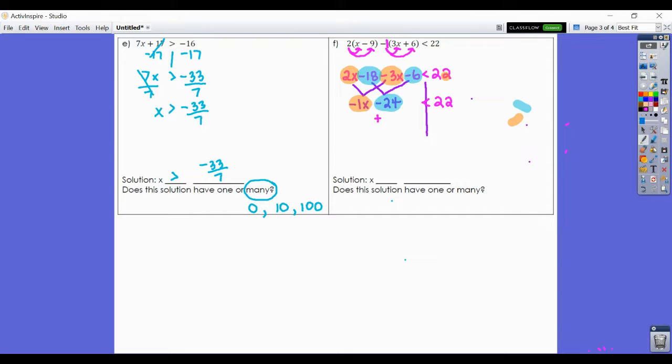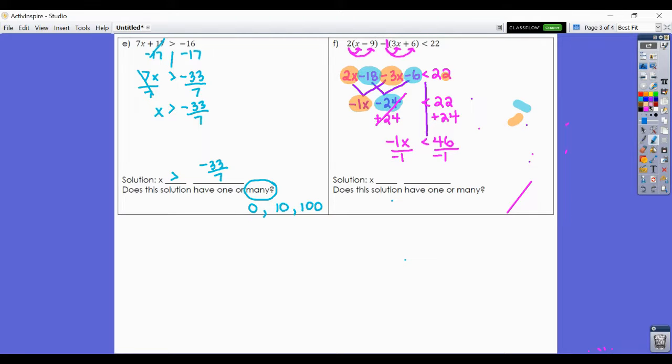Then I add 24 to both sides because it is being moved to the opposite side. So I do the opposite operation. I have negative 1x is less than 46. Then to get that negative 1 away from x, I must divide.